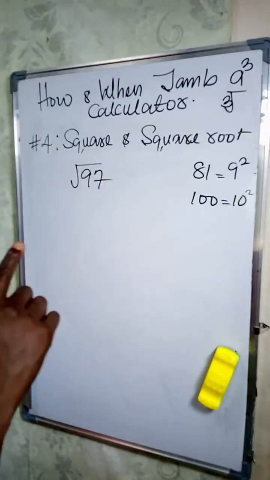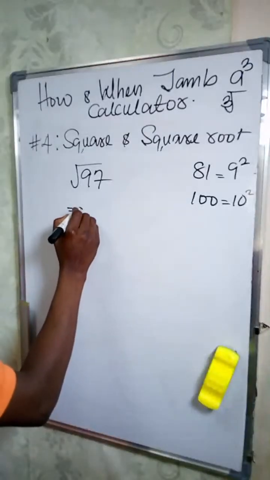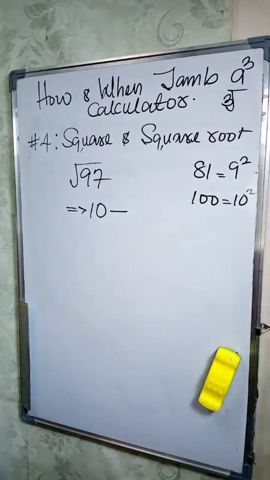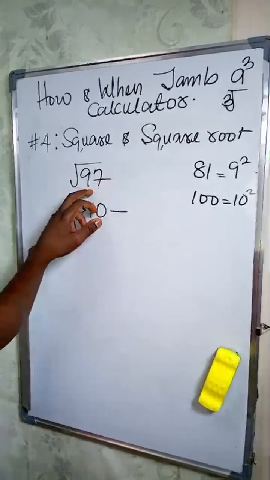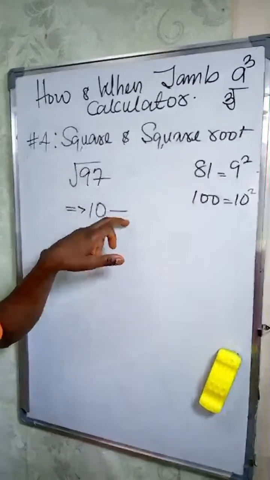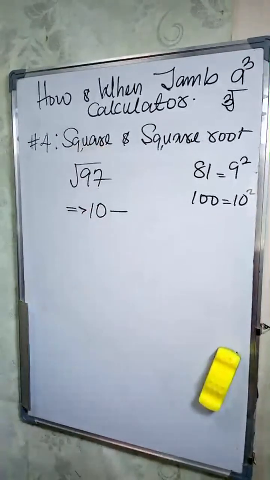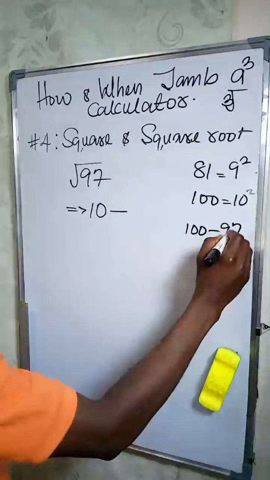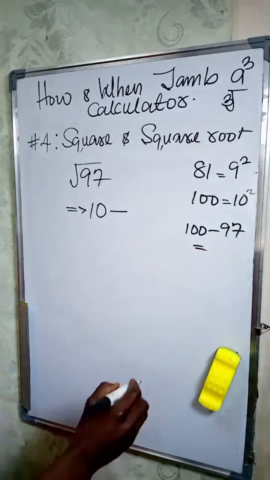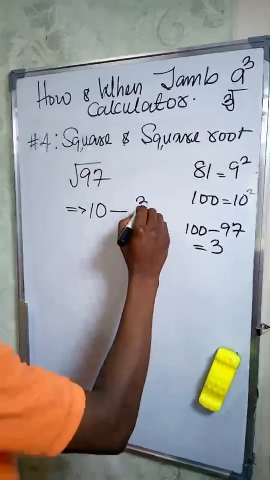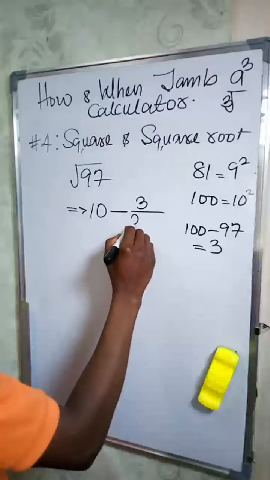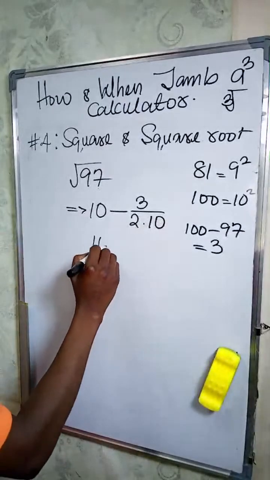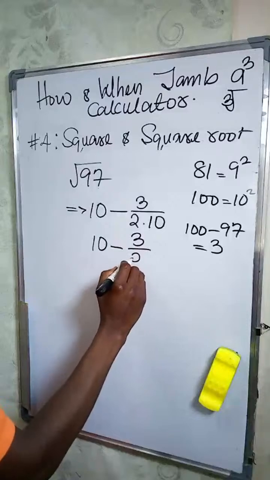Now wetin be the implication of using the one wey dey after? If we use the one wey dey after, we go get this one be 10. Now instead of plus, e go be minus. So that means if I dey use a perfect square wey dey after the number, I go minus. But if I dey use a perfect square wey dey before the number, I go add. So that one go still give me 100 minus 97. 100 minus 97 go give me 3. So here go be 3 divided by, remember 2, I say 2 dey always dey constant, multiply by 10. So this one go give me 10 minus 3 divided by 20.